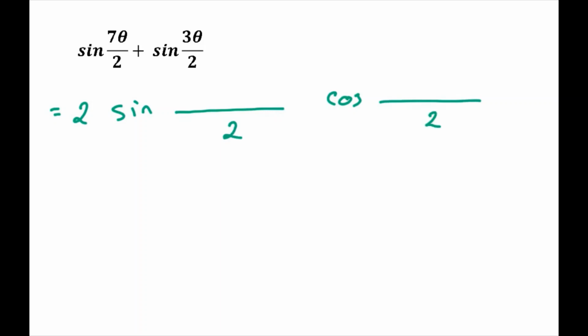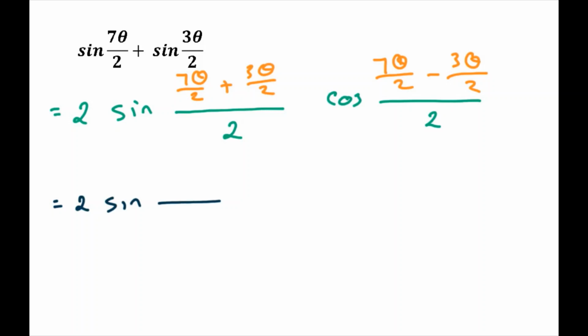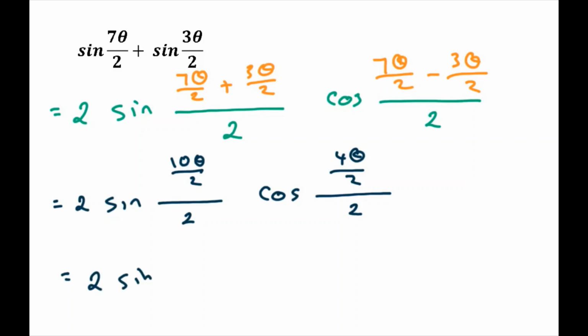Finally, sine plus sine equals sine and then cosine. Here we will add first. Here we will subtract. Tan theta over 2 cosine 4 theta, that's going to be equal to sine 5 theta over 2 cosine theta.